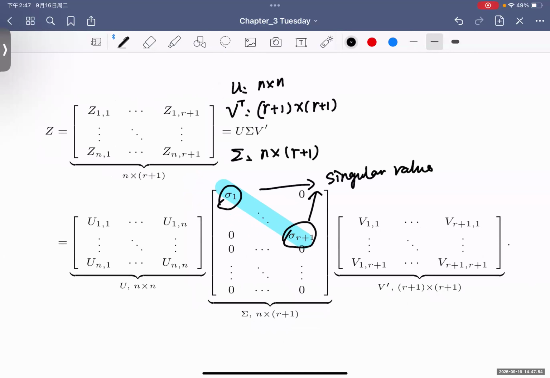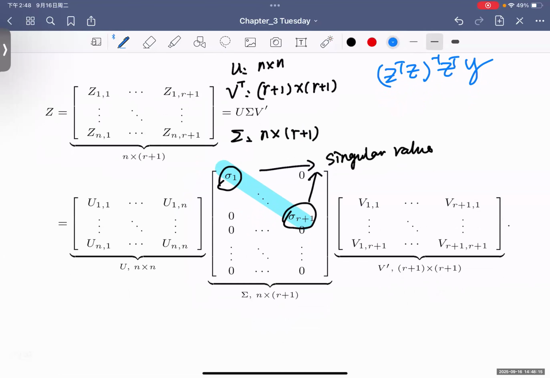And now, I want to utilize the form of Z to compute Z transpose Z inverse times Z transpose times Y. I just want to calculate this one. So we will focus on Z transpose Z first. Z transpose Z is easy to handle, just because Z itself is equal to U times sigma times V transpose, so Z transpose will become V times sigma transpose times U transpose.